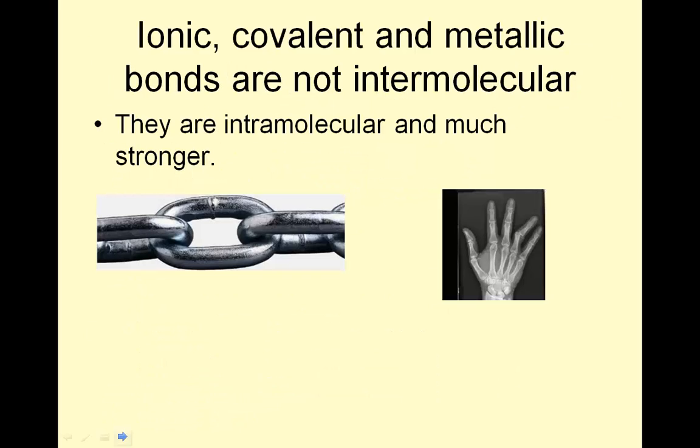Ionic, covalent, and metallic bonds are not intermolecular. They are intramolecular and much, much stronger. My example of this: intra means within.